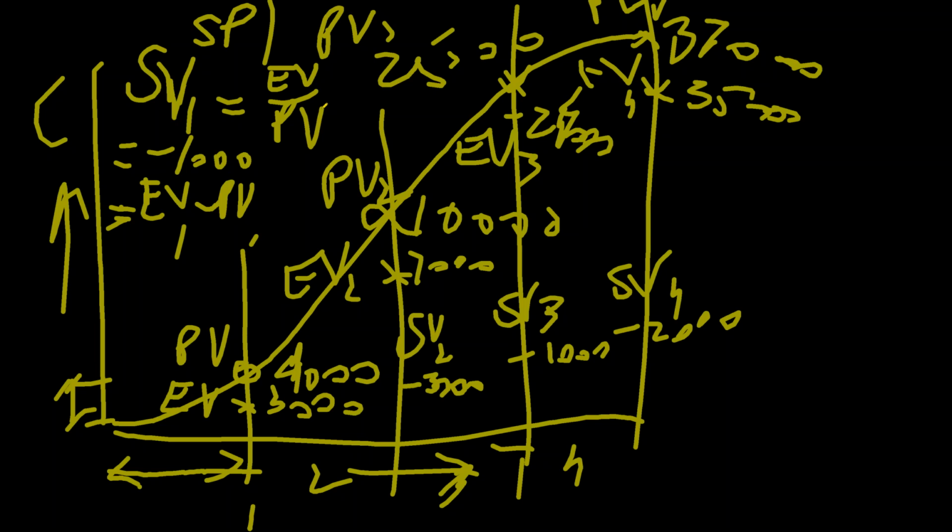So in this case, what is the value I am getting when I put EV 3000 on top and PV 4000 on the bottom? 3000 divided by 4000 is equal to 0.75. So this is more like it, because now I can compare them apples to apples. 0.75 is my SPI of the first month.